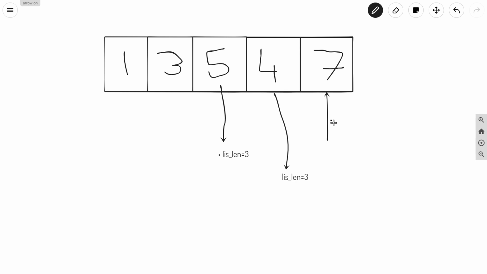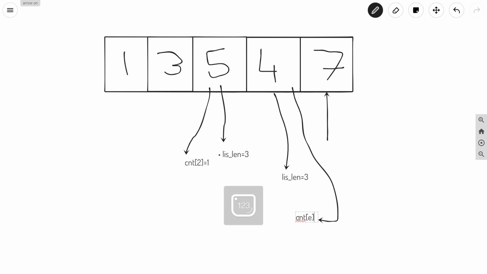So what we will do is store the value. We will have another vector, count, and this count will store the number of longest increasing subsequences which are ending at this particular index. So for 5, I will write here count of 2 is nothing but 1, and for 4, count of 3 is equal to again 1.